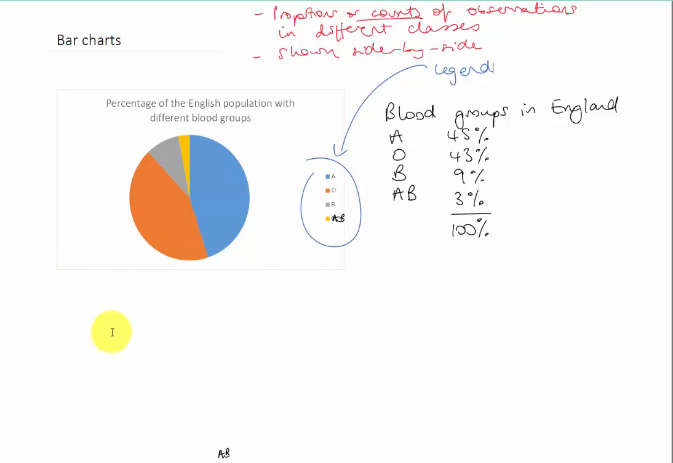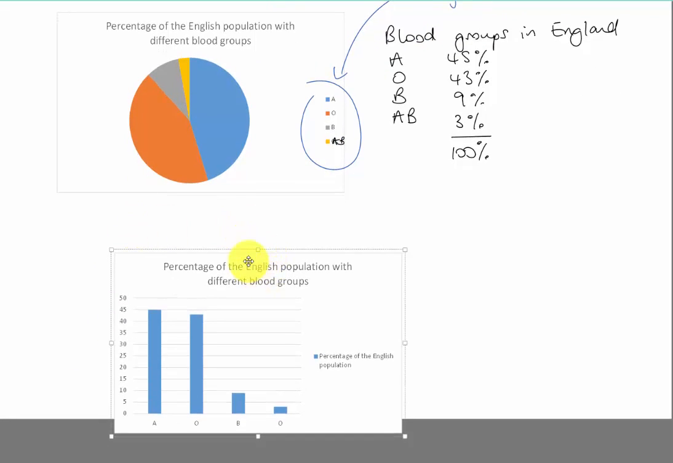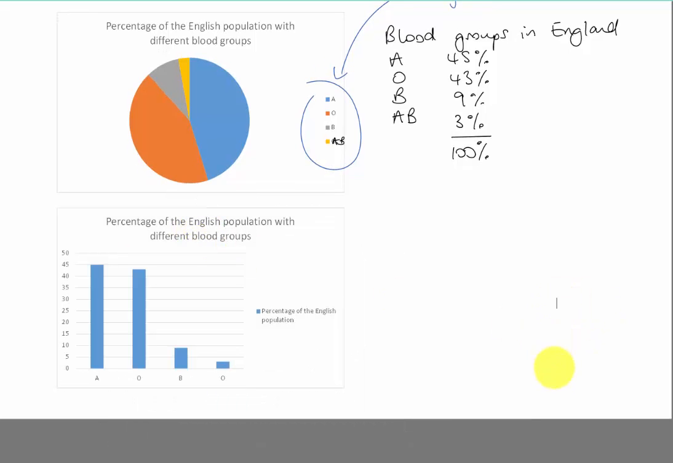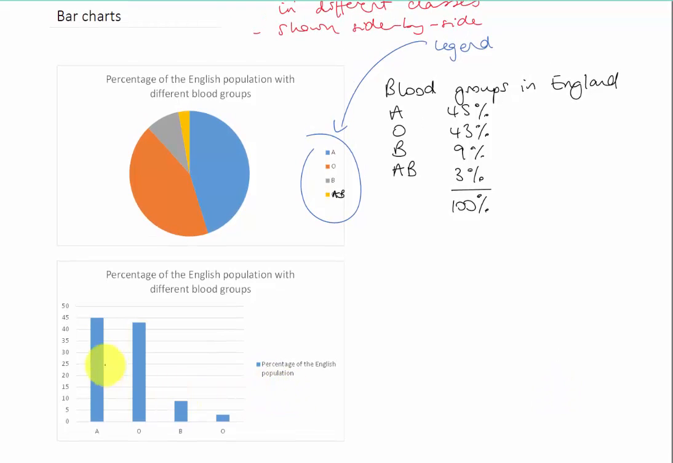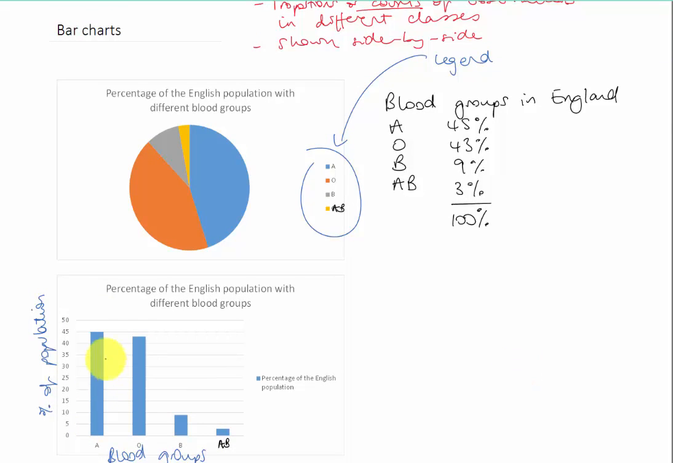So what we need in this case is a bar chart. Here we go. And here's a bar chart of the same data. So here we've got the percentages on the side, could write that, percent of population. And here we've got the blood groups for the X. And yeah, so here I've drawn a column. The bar chart could also be called a column chart. So here we've got 45%, so it goes up to 45%. O goes up to 43, B, and A.